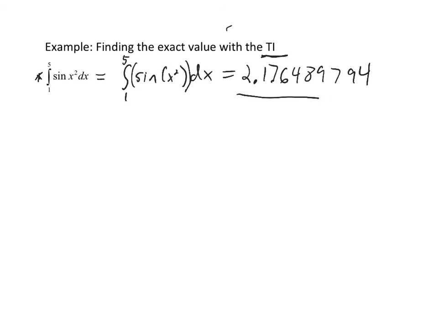Make sure you get the value 2.176489794 something. You should get that value from your graphing calculator. If you're having a difficult time figuring out how to come up with that value, please email me and I'll be happy to walk you through that. But otherwise, check out the video below and it should get you there.